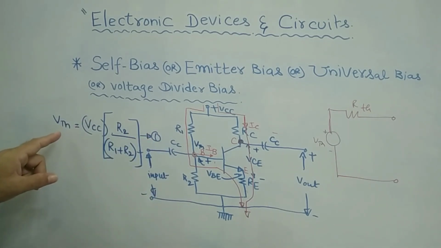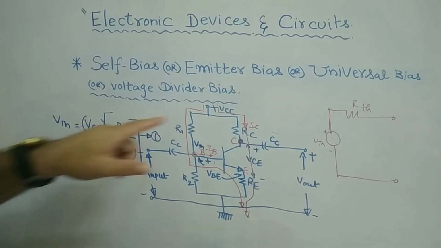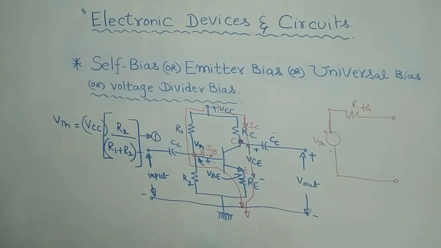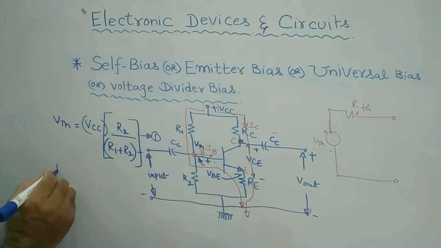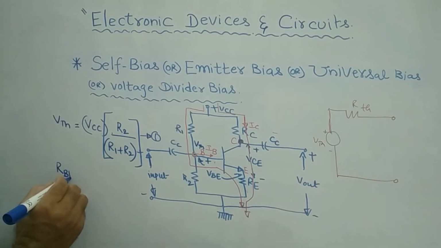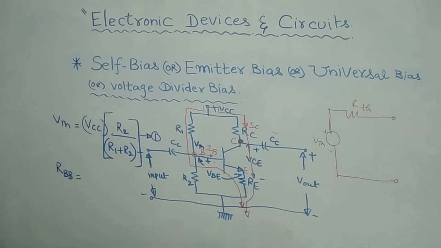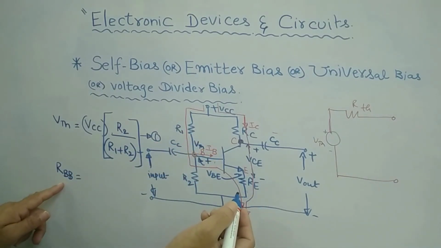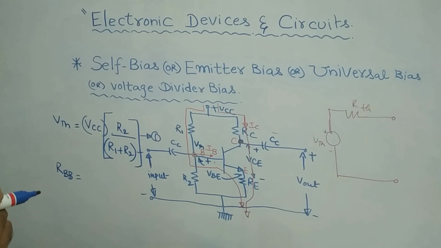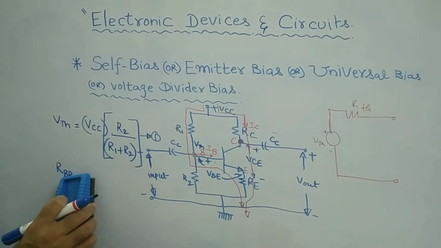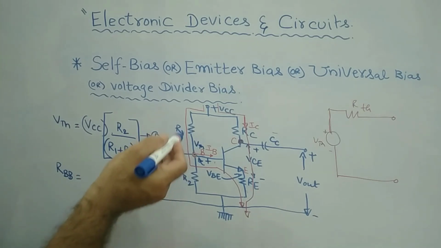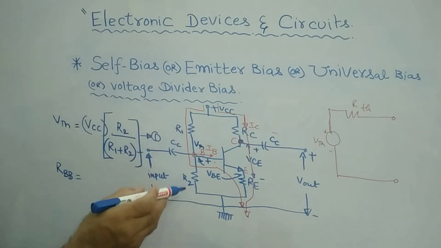Clear? I think you got it. So, V Thevenin is equal to VCC into R2 by R1 plus R2. Understood? This is V Thevenin. Then what is RBB? I can call it RBB. It is nothing but R Thevenin only, but as far as our configuration is concerned, I am calling it RBB, or simply you can call it RB. Nothing wrong in that. Base resistor or RBB, whatever it is. RBB is nothing but the equivalent resistance.